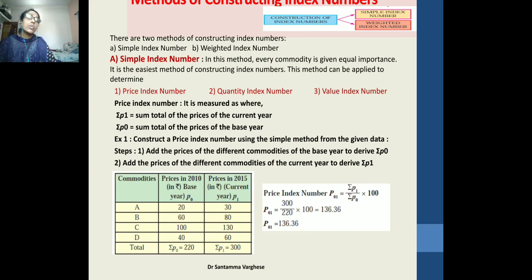दूसरा कॉलम में क्या दिया है? प्राइस इन 2015, that is the current year. अब आप सोचेंगे करंट ईयर हमें 20 पकड़ना ही पड़ेगा? No, अगर आप करंट ईयर 19 लिया, you have to calculate before any year as the base year. So accordingly we can get the price index. Now see that for A commodity in 2010 the price was 20, and same commodity in 2015 the price is 30. B, the base year the price is 60, the current year the price is 80. C, the base year the price is 100, current year 130. D, the price of base year is 40, the current year 60.